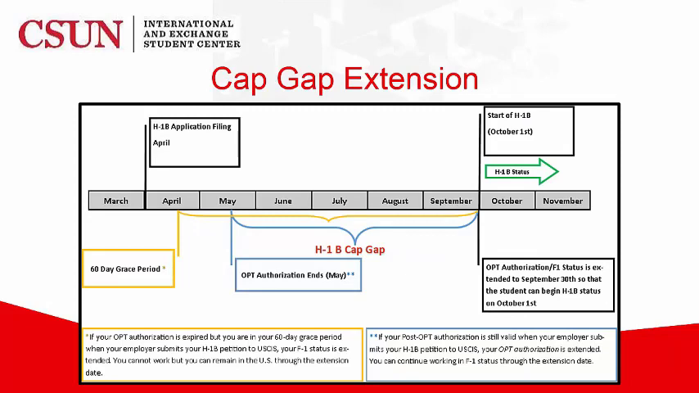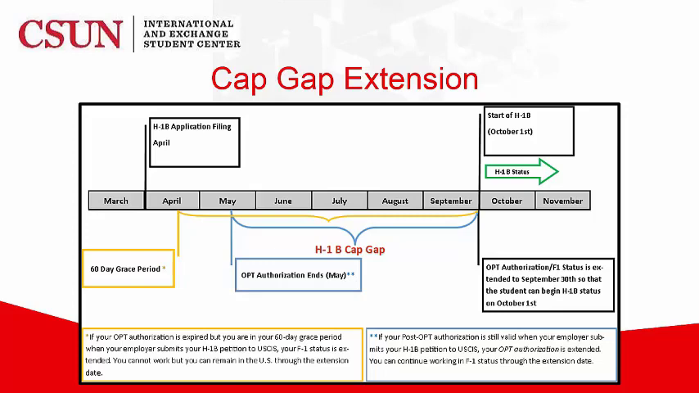Here you see the H-1B cap-gap. New H-1Bs become effective each October 1st, but the application period for most employers begins 6 months earlier, April 1st. If your OPT authorization is expired, but you are in your 60-day grace period when your employer submits your H-1B petition to USCIS, your F1 status is extended. You cannot work, but you can remain in the United States through the extension date.